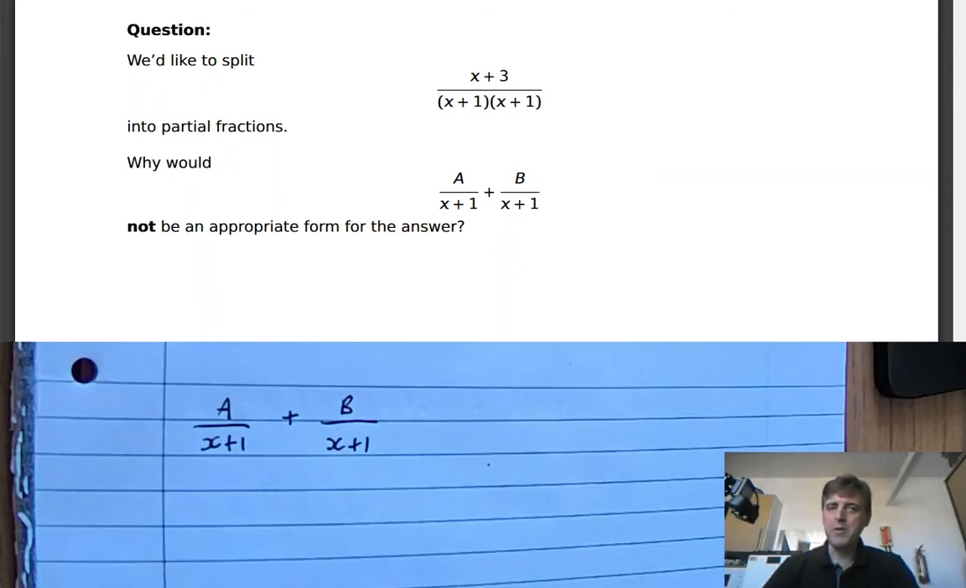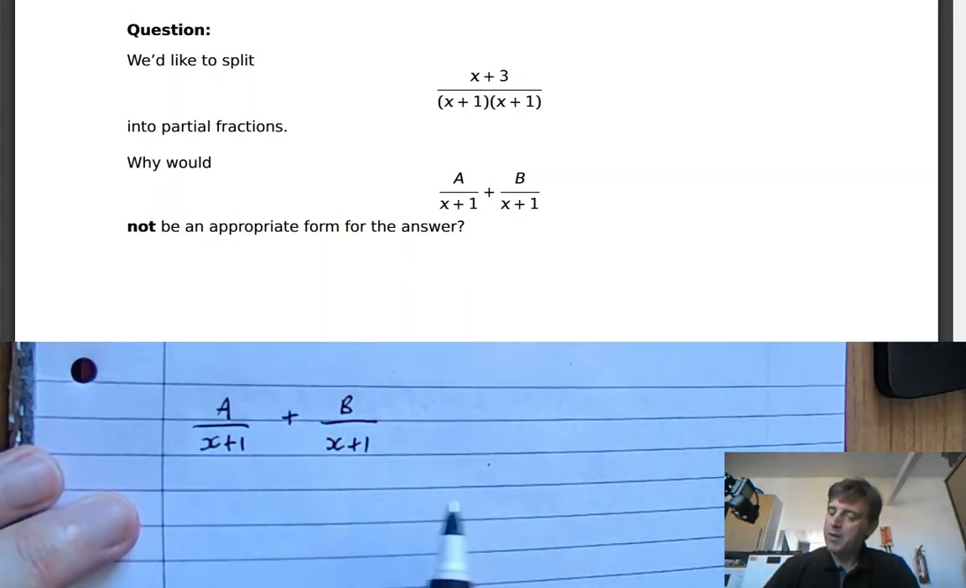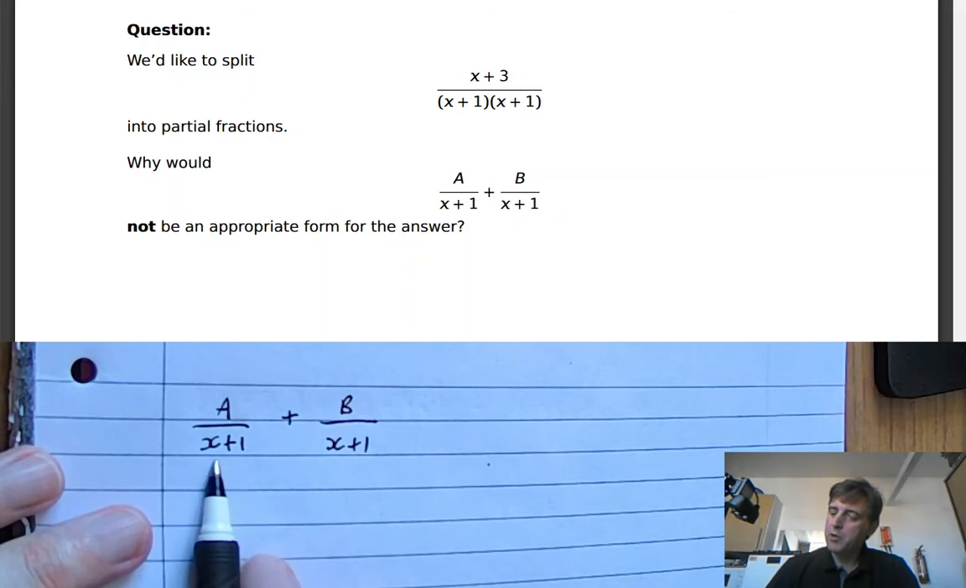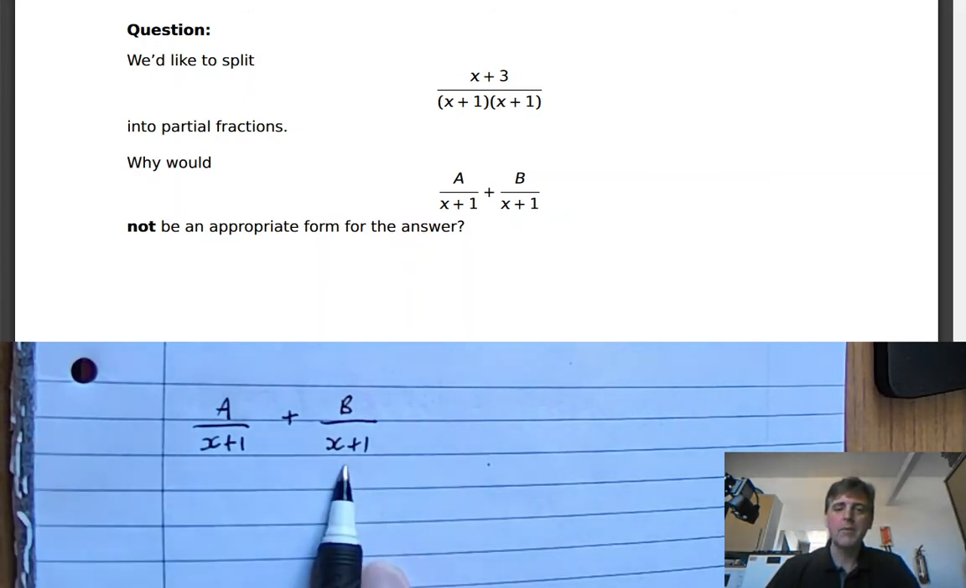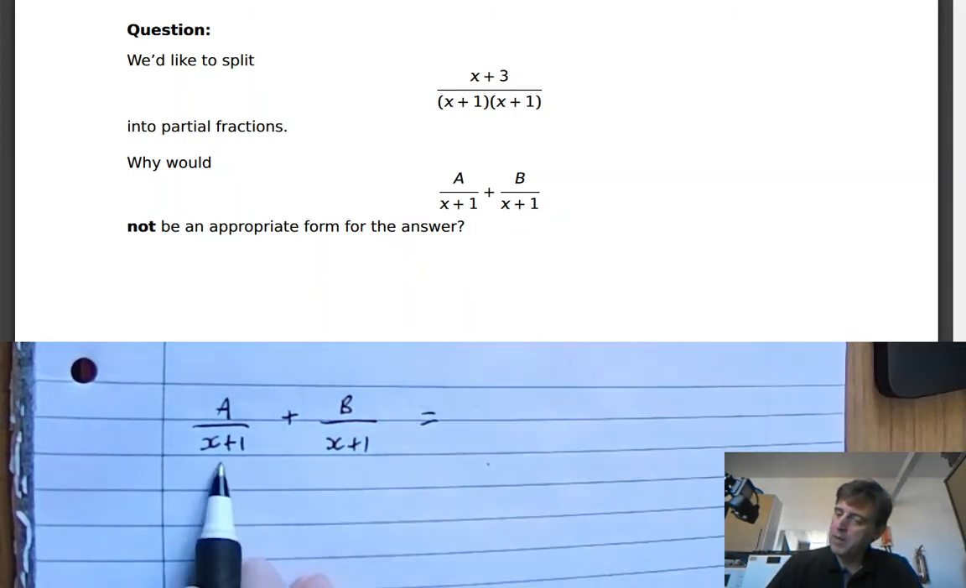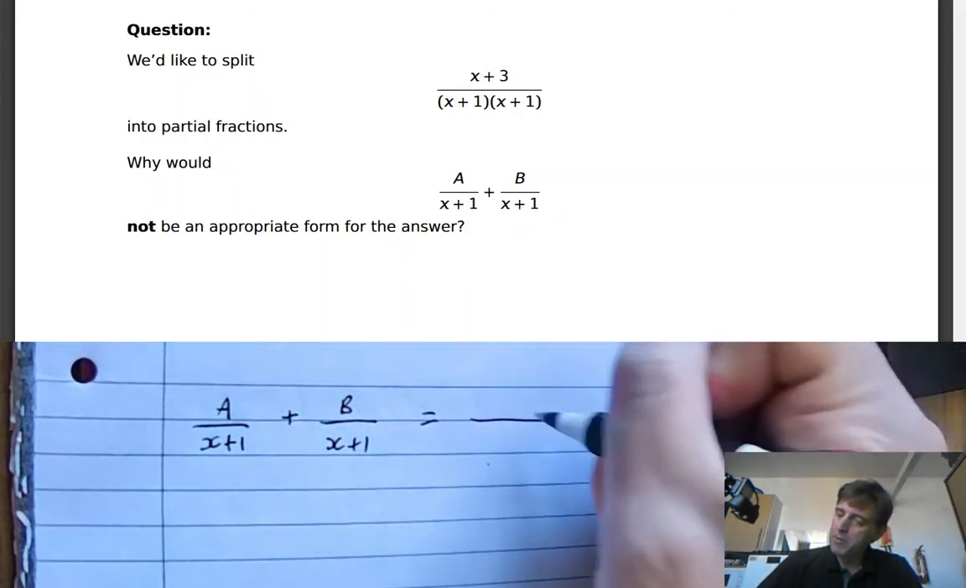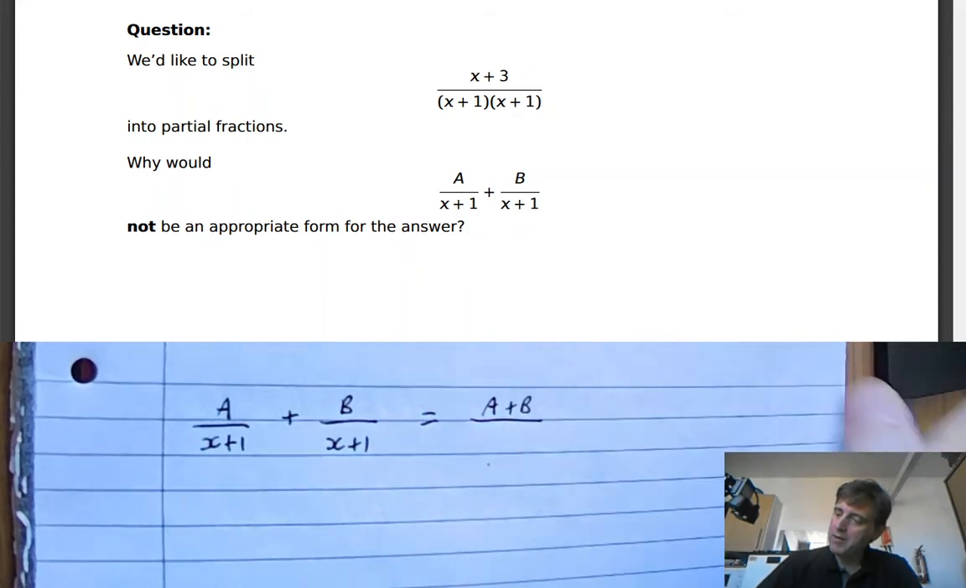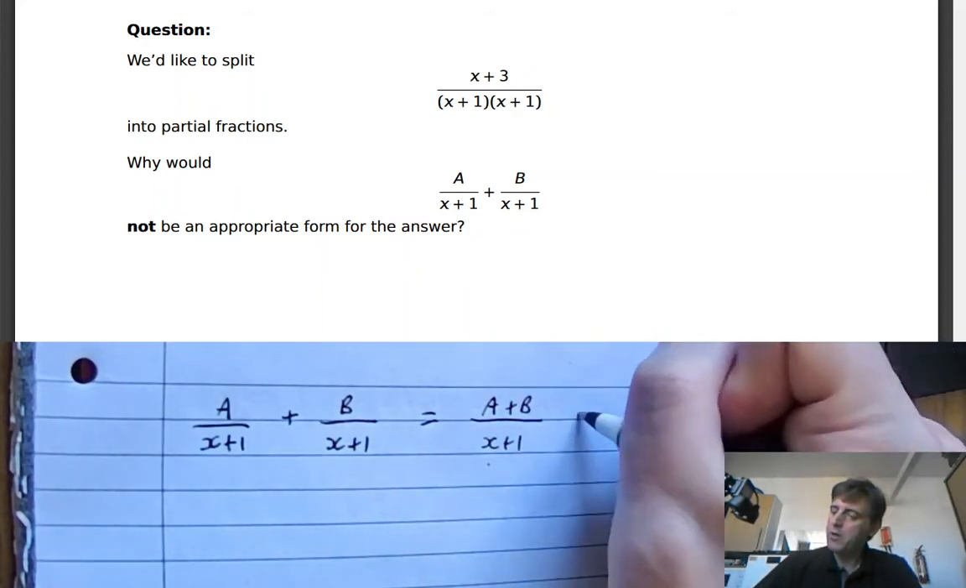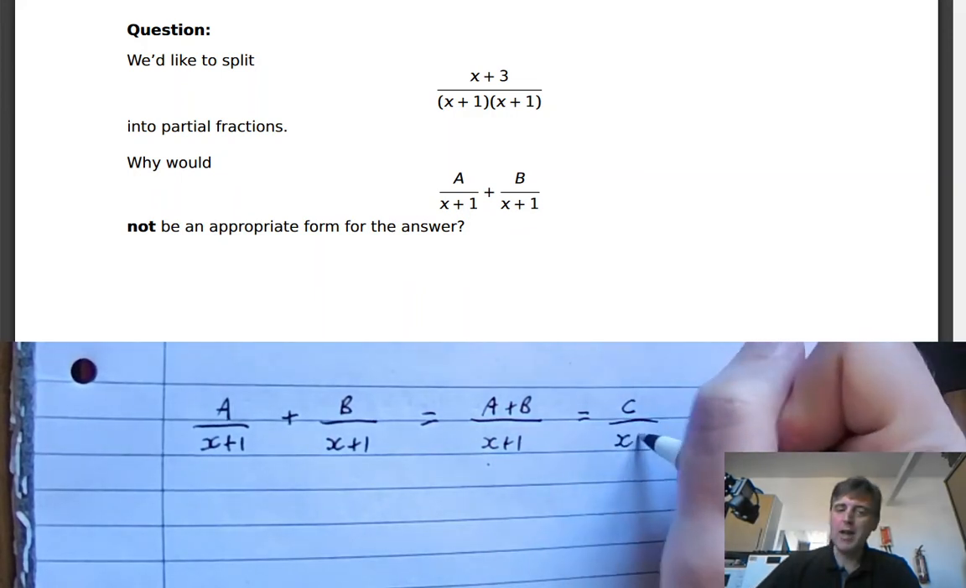Okay, so did you have any ideas here? Did you see why this might cause a problem? Well, let me see if I can explain why. If we had these two fractions here and we wanted to add them together, we'd actually end up with something just like this. We've already got our common denominator of x plus 1, and we'd end up with a plus b just combining together to be a plus b over x plus 1 here. So really, we just end up with a single fraction.